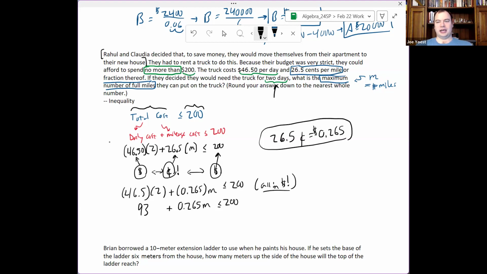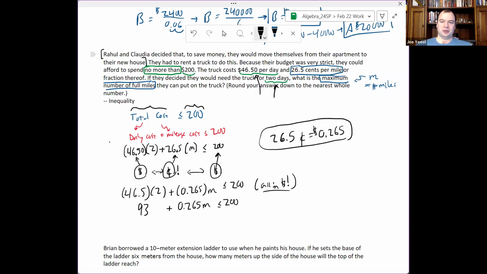How does the cost add up? How is the cost calculated? The truck costs $46.50 per day plus 26.5 cents per mile or fraction thereof. So fractional miles add up at 26.5 cents per mile as well. If they decided they would need the truck for 2 days, that's an important component related to the 46.50.